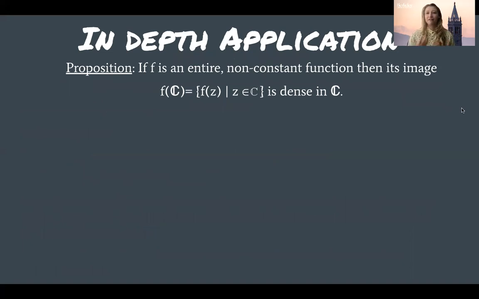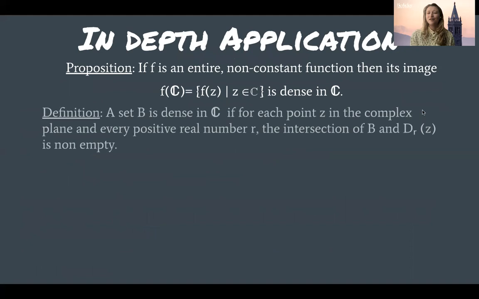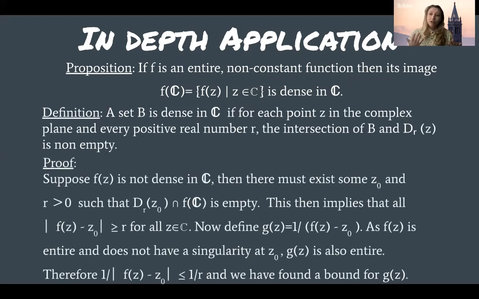So what's something that has a little bit more heft or says a little bit more? Well, if f is entire and non-constant, then we're going to use Liouville's theorem to show that our image has to be dense in C. And let's recall what it means to be dense. Well, that means that every complex number z is arbitrarily close to our set. So we're going to show this by a proof by contradiction and suppose that the image of f is not dense. So what that means is that there has to exist some z naught and some real number r such that the disk of radius r around z naught intersected with our image is empty. And what does that mean? It means that the distance between any element of our image and z naught has to be at least r. So we found a bound on this difference.